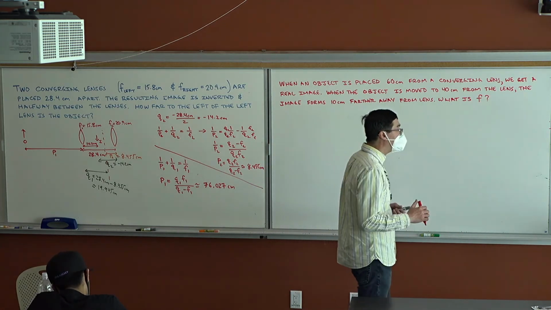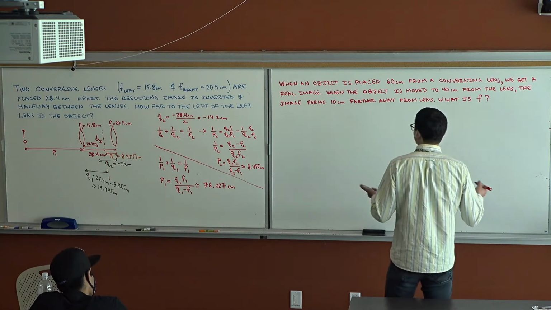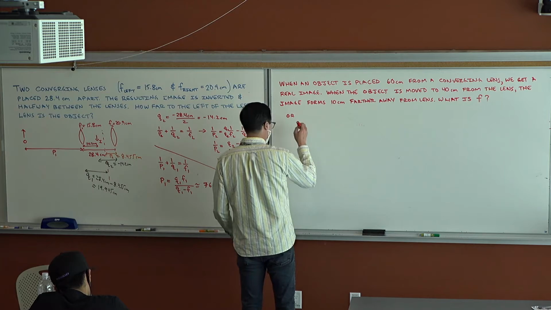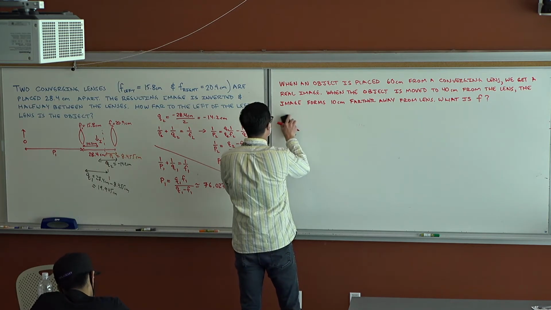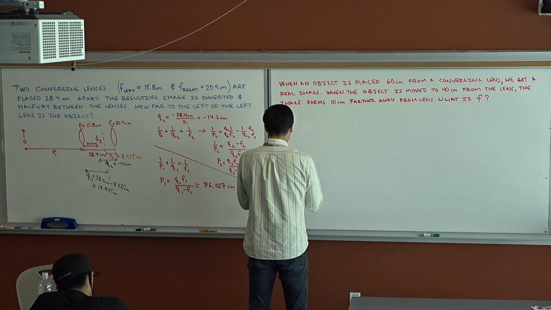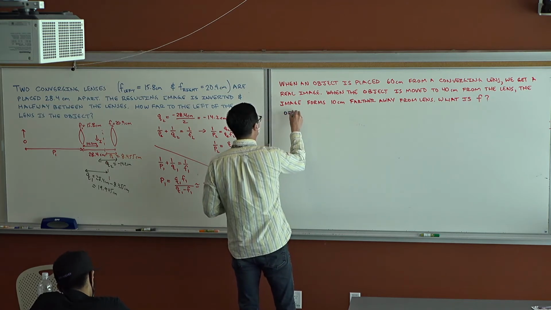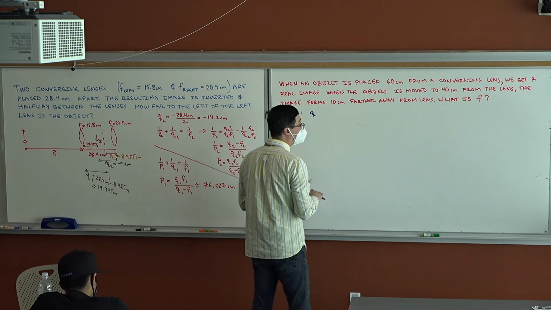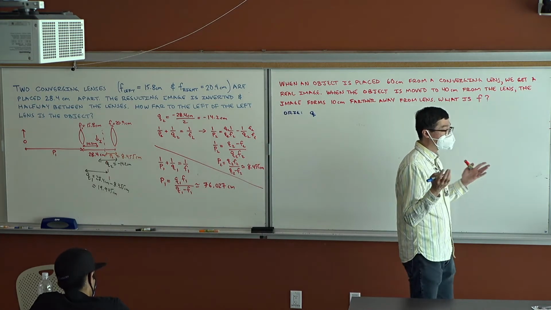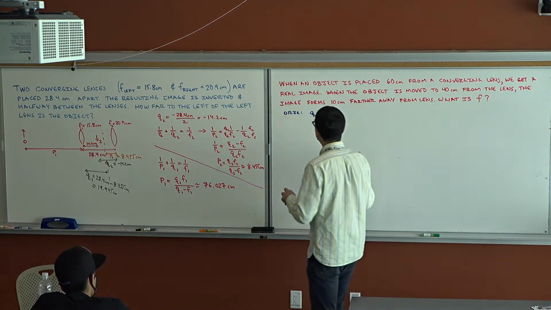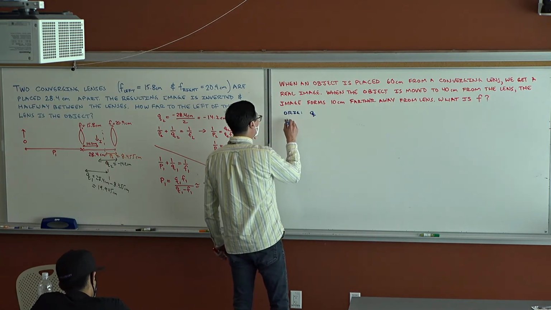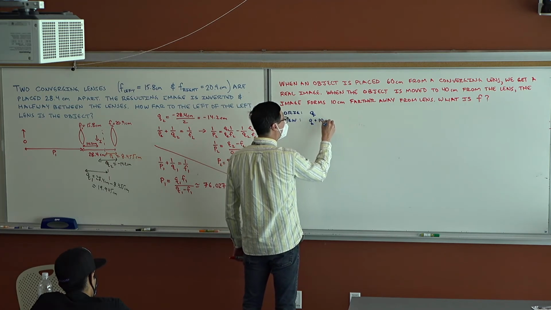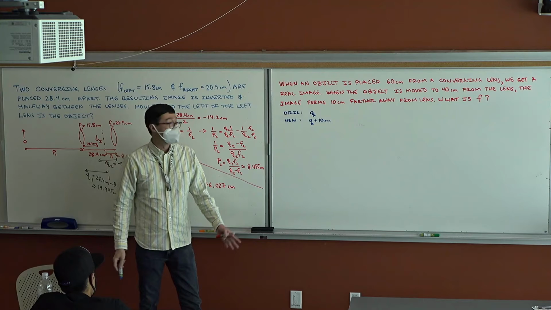So the trick here is in the original case, we had Q. And that was okay. In the new case, we have Q plus 10 centimeters as the image location, right?